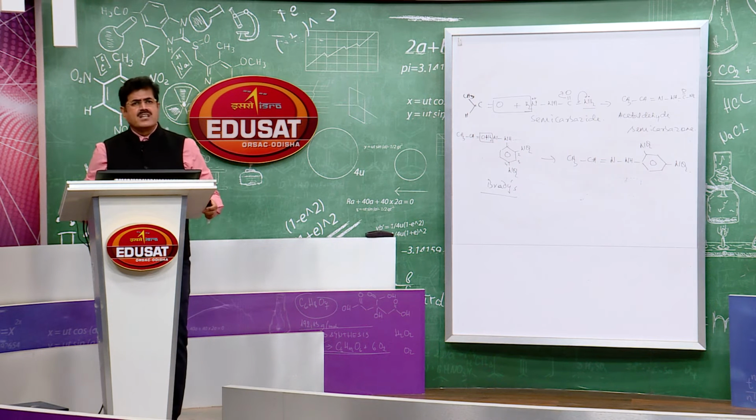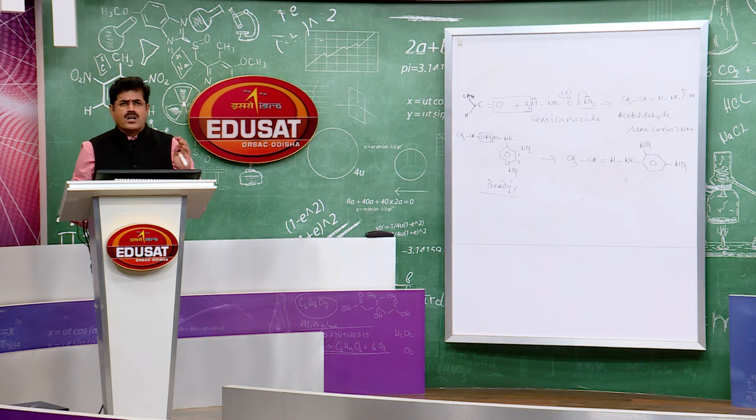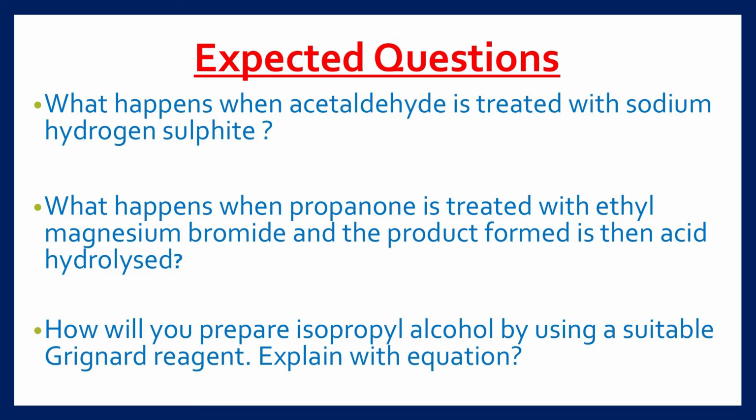Next, let us see what are the questions we are expecting on the basis of these reactions. The expected question: what happens when acetaldehyde is treated with sodium hydrogen sulfide? You know this. It gives acetaldehyde sodium bisulfide addition compound, which is a white crystalline solid. Next, what happens when propanone is treated with ethyl magnesium bromide and the product formed is then acid hydrolyzed?